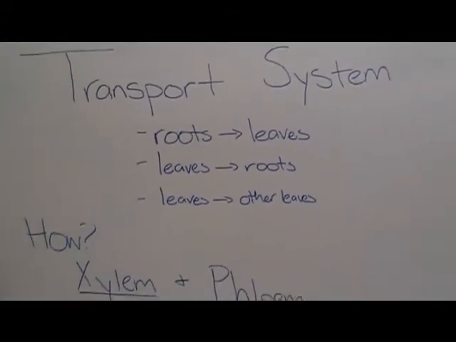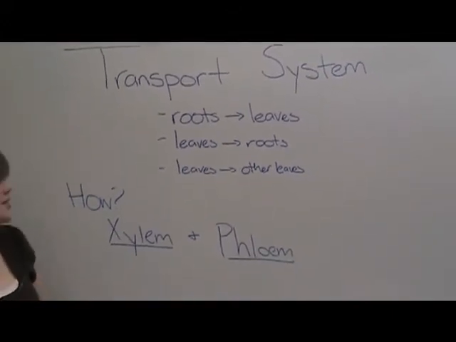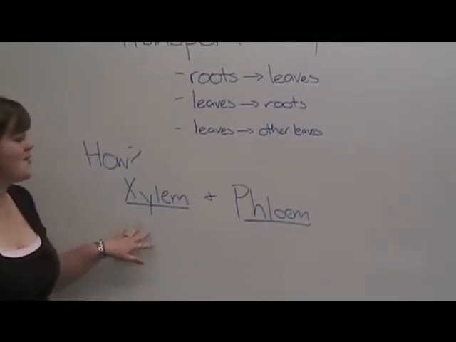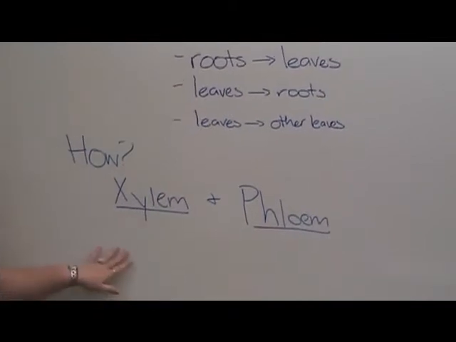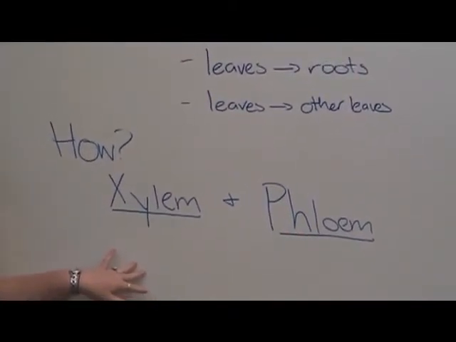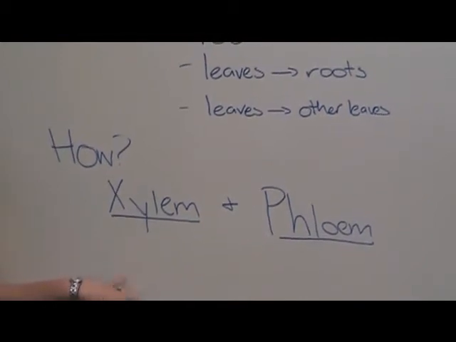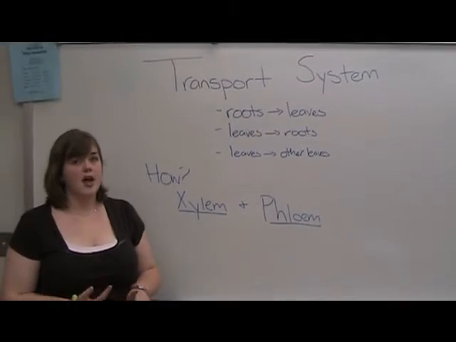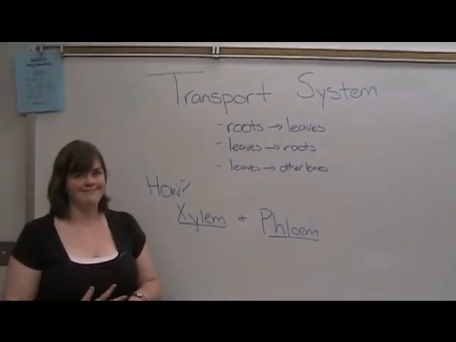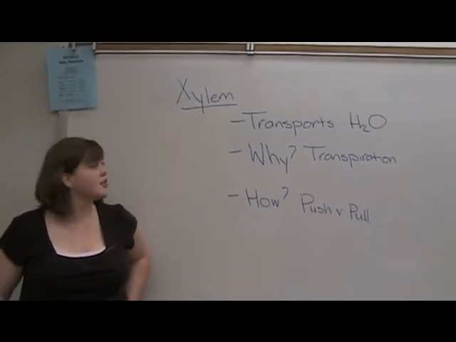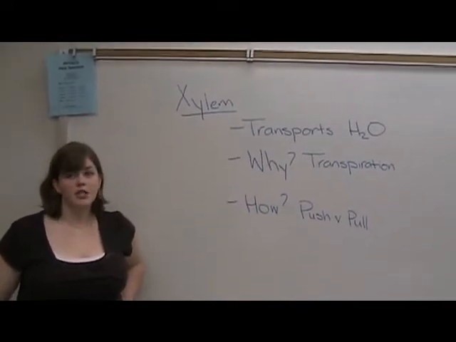So how do they transport these things? They use a system of pipes called the xylem and the phloem. The xylem transports minerals to their primary destination and water, while the phloem redistributes minerals, transports sugar, and hormones. So the xylem's most important job is to transport water. Why does it want to transport water?